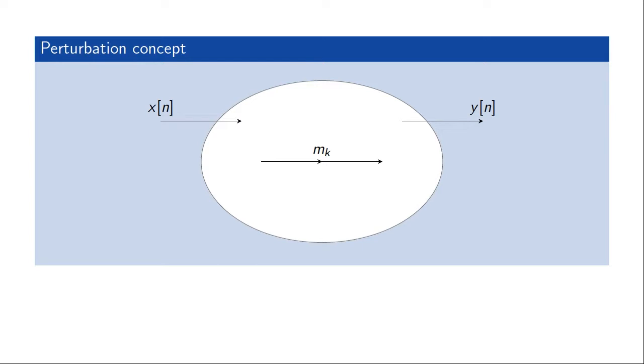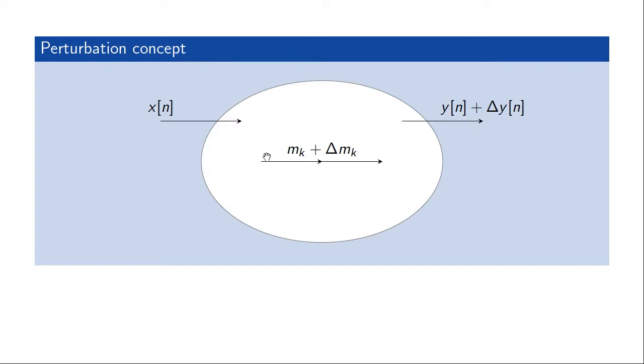In order to address the first question, how would the transfer function change if we were to change an arbitrary multiplication in the circuit, let's consider a generic example where we have an input x[n], an output y[n], and then somewhere within the circuit we have a multiplication m_k. What we want to study is what happens when you take this multiplication and change it from m_k to m_k plus delta m_k. That will lead to a change in the output, and we're interested in the magnitude of this change related to the magnitude of the change in the actual multiplication.